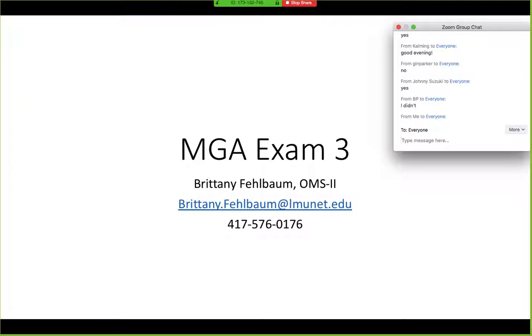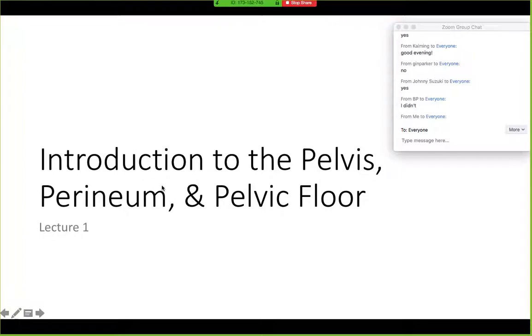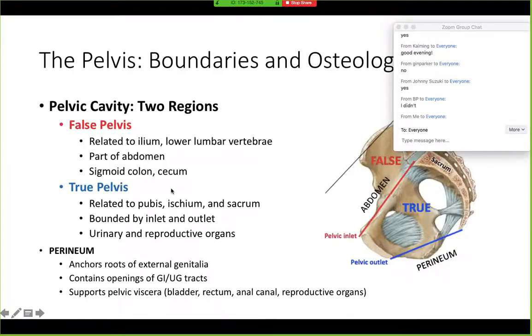I think the pelvis is probably one of the hardest anatomy topics to conceptually get or to visualize. So just give it time. It's one of those things that has to marinate. You can't sit down and learn all of it in one setting. You kind of have to get it piece by piece. Okay, so let's start with the intro lecture.